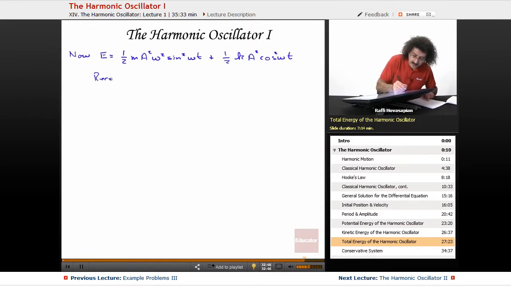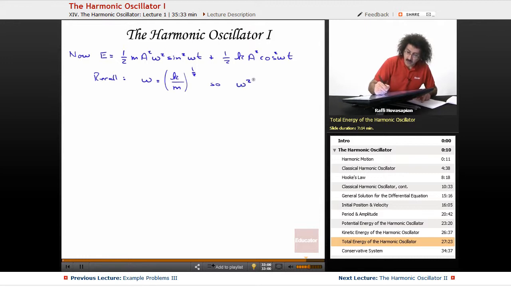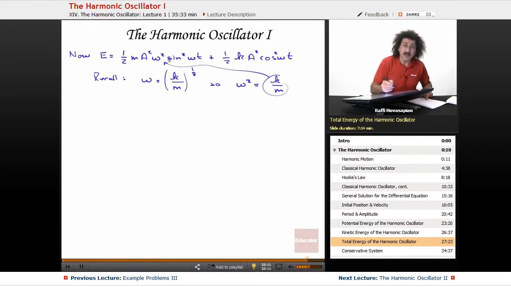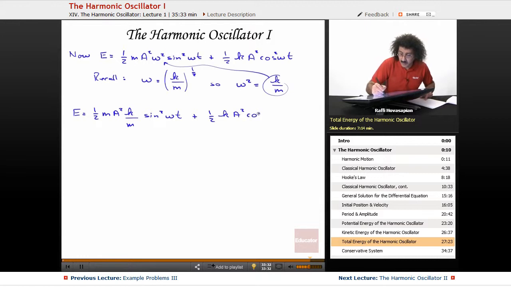Now recall that omega is equal to K over m to the 1/2. So omega squared is equal to K over m. I can go ahead and put that into there. Therefore, I have my total energy is equal to 1/2 m A squared K over m sine squared omega t plus 1/2 K A squared cosine squared omega t. The m cancels the m.